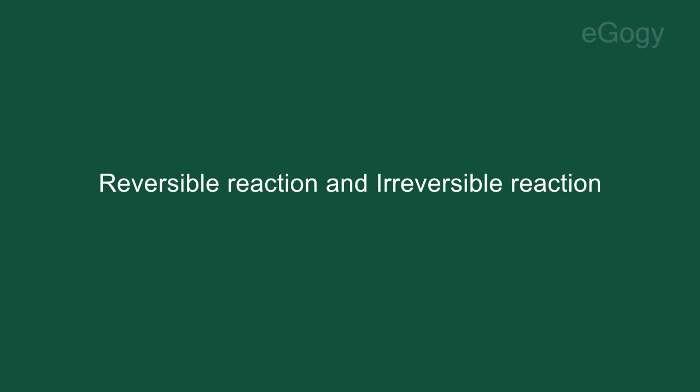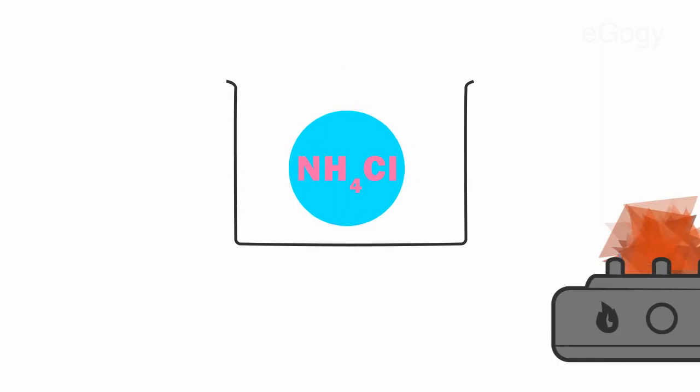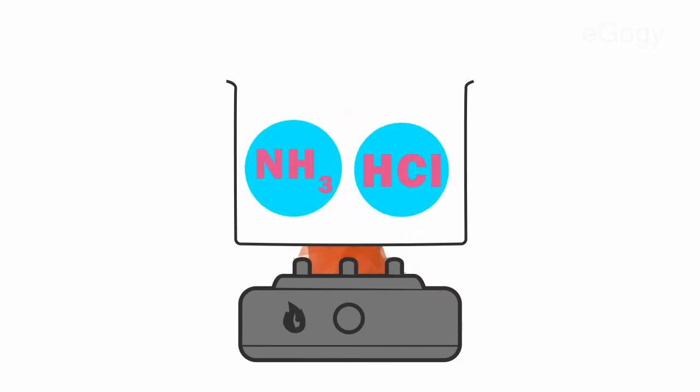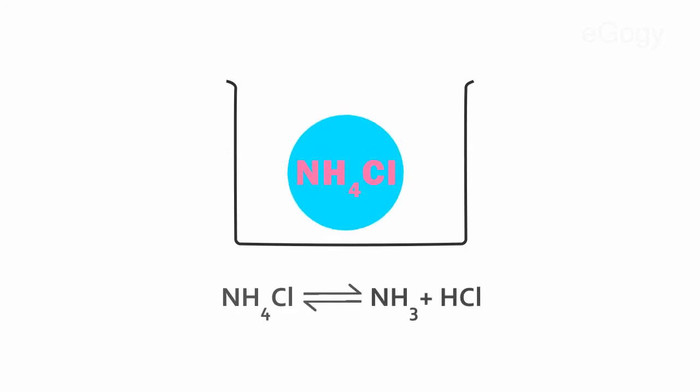Reversible reaction and irreversible reaction. Reactions which take place simultaneously in both directions under the same set of conditions are called reversible reactions. For example, ammonium chloride is a white solid that breaks down into ammonia and hydrogen chloride gases when heated. Then this reaction is reversed and ammonia and hydrogen chloride gases react to form ammonium chloride again. NH4Cl reversibly forms NH3 and HCl.